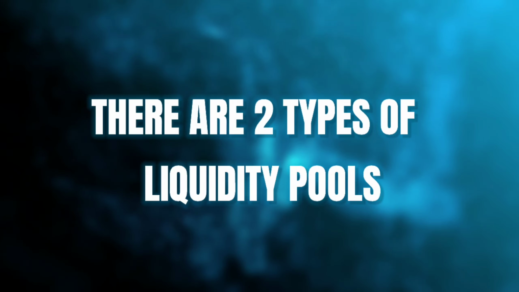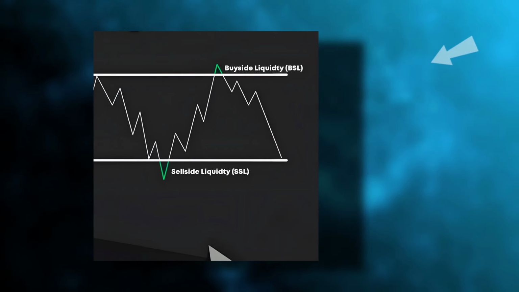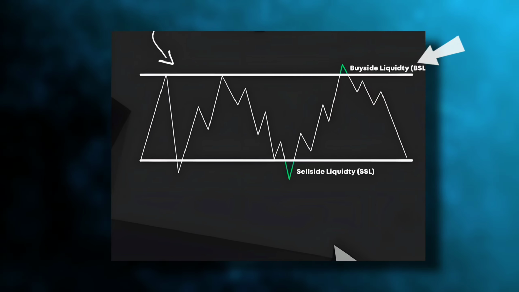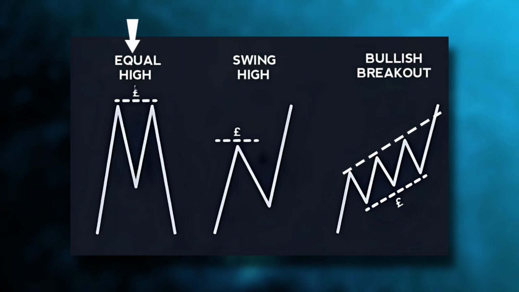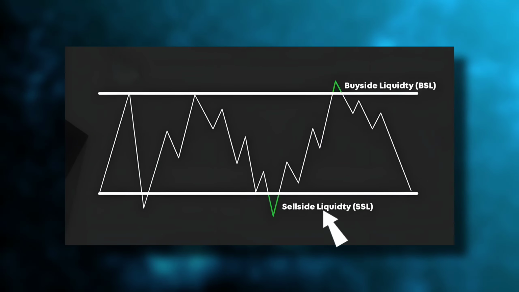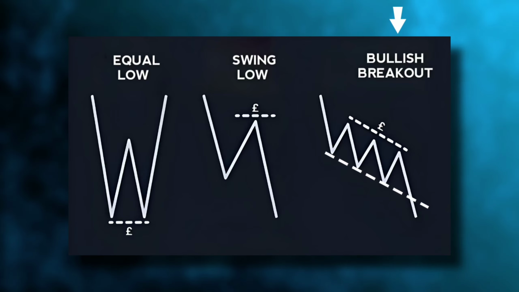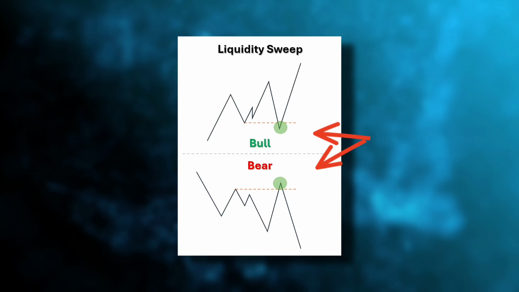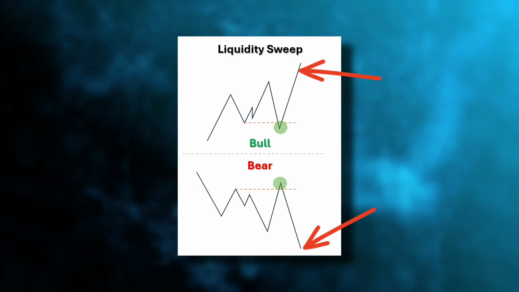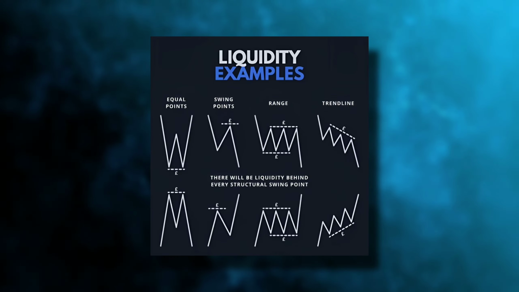There are two types of liquidity pools you need to know: buy-side liquidity and sell-side liquidity. Buy-side liquidity builds up above resistance levels, swing highs, equal highs, and during bullish breakouts. Sell-side liquidity gathers below support levels, swing lows, equal lows, and in bearish breakouts, making it a prime target for smart money to sweep before shifting direction. Recognizing these zones can give you a serious edge in understanding market movements.